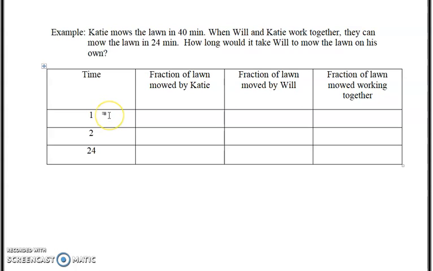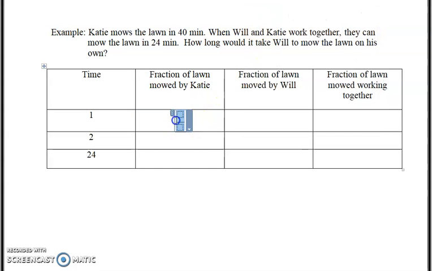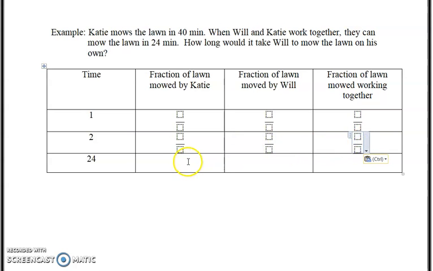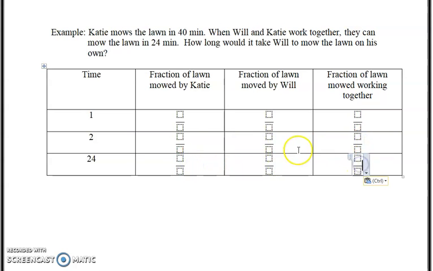So I did the time, what happens in 1 minute. If Katie takes 40 minutes, what fraction of the lawn will be mowed? Well, I'm just going to put all my fractions here. Okay, make these all red. So if we take Katie, she'd have 1/40 of the lawn in 1 minute. It takes 40 minutes, but Katie by herself would be 1/40.